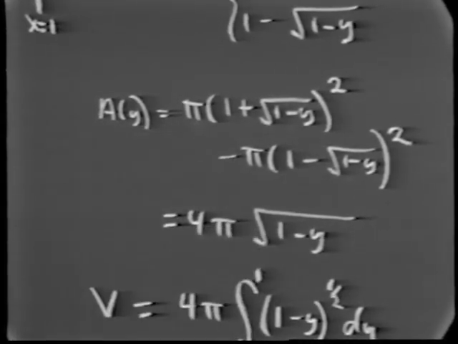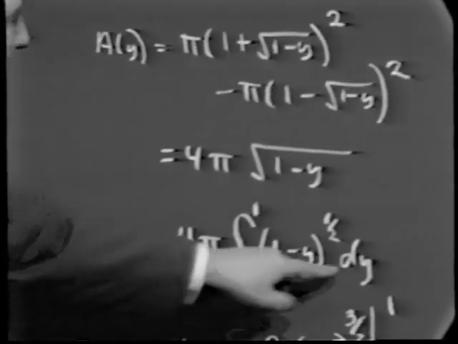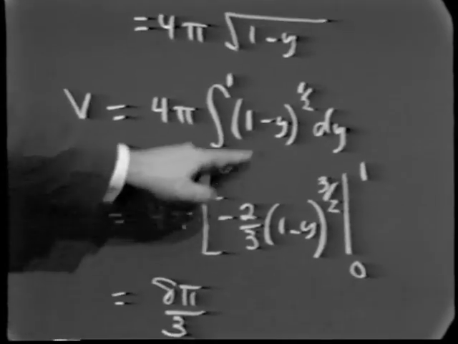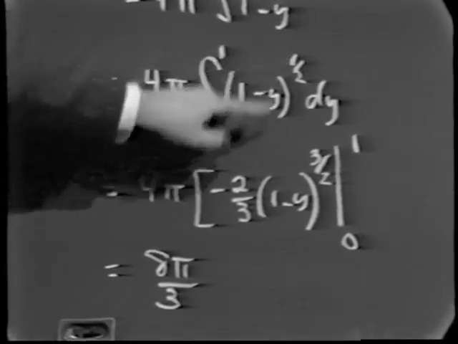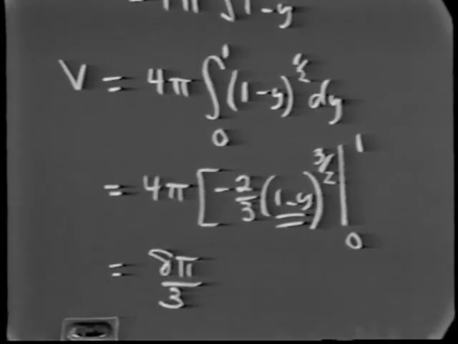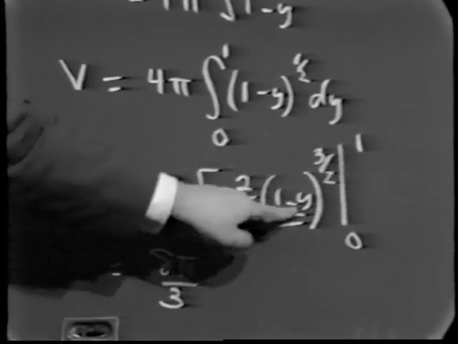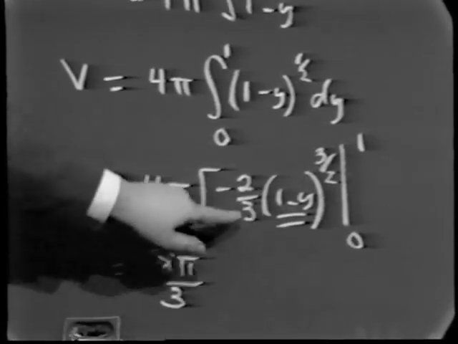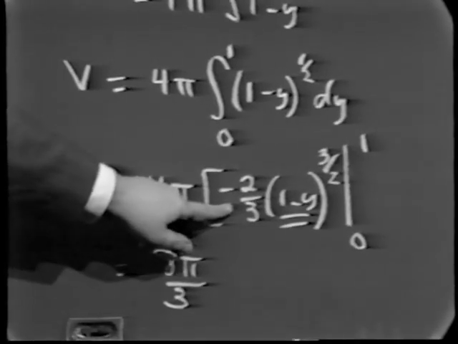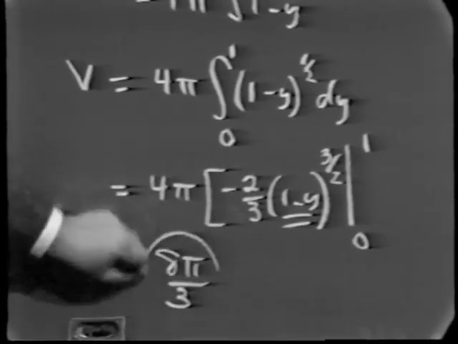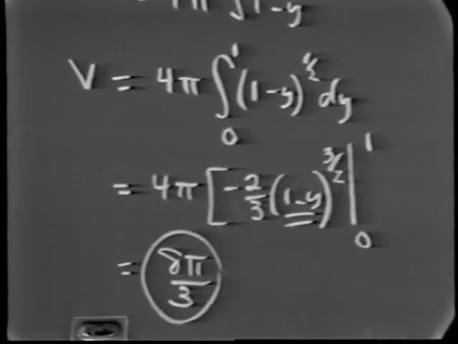That's my cross-sectional area. And now to find the volume, I just integrate that as y goes from 0 to 1. If I carry out this integration, noticing that the integral of (1 minus y) to the 1/2 is minus 2/3, remember, the derivative of 1 minus y with respect to y is minus 1, times (1 minus y) to the 3/2. Evaluate that between 0 and 1. The upper limit gives me 0. The lower limit is minus 2/3. I subtract the lower limit, gives me 2/3. 4 pi times 2/3 is 8 pi over 3. The same answer as I got before.